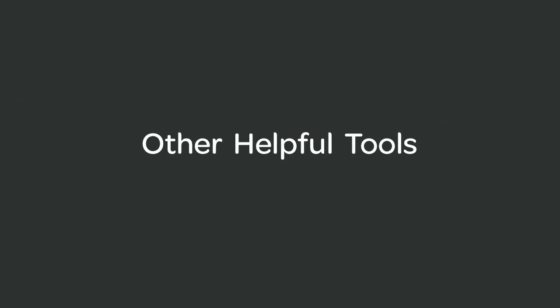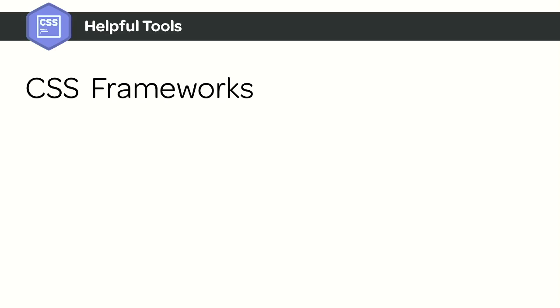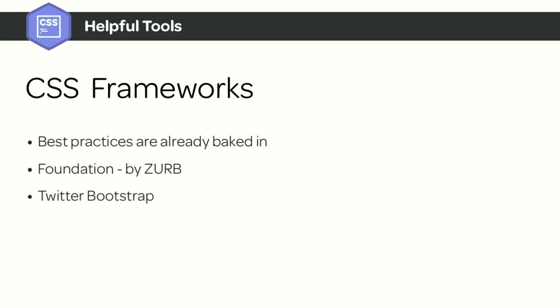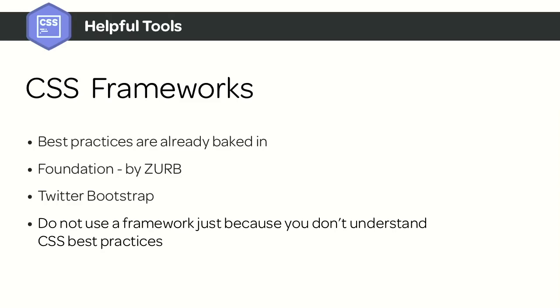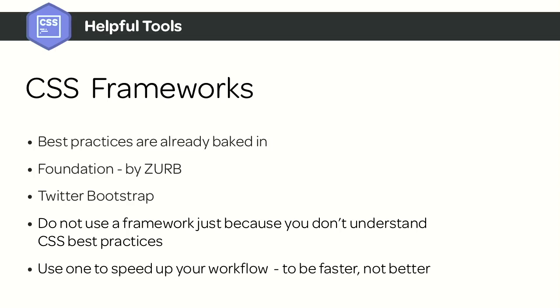So finally, there are tools that can help us write CSS using a lot of these best practices. One of those tools is CSS frameworks. Now, with CSS frameworks, all these best practices are already baked in. A good one to use is Foundation by Zurb. There's also Twitter Bootstrap and others. It's important that we do not use a framework just because we don't understand CSS best practices. We should use a framework to speed up our workflow, so to make us faster, not necessarily better at CSS.